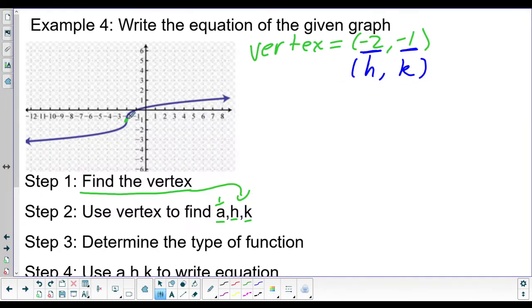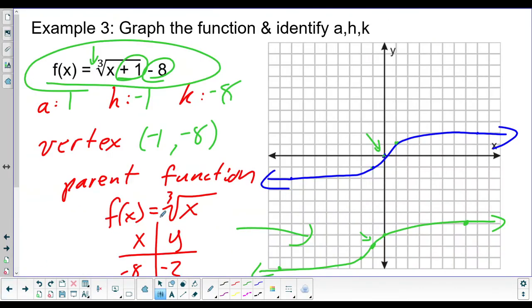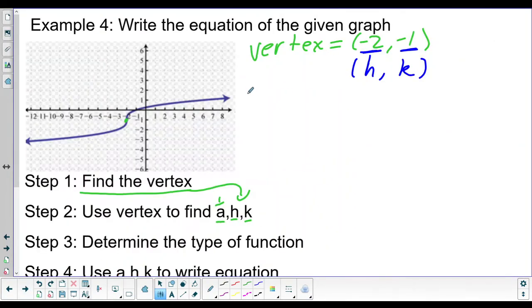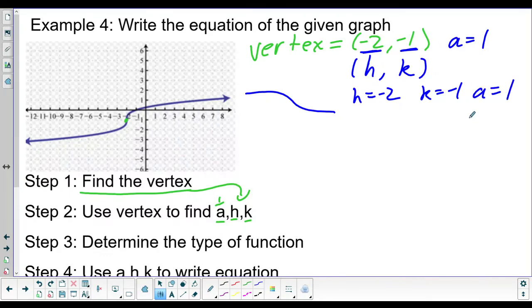We can also see that this is right side up. It looks like our parent function. It's not flipped over. If it were flipped over, it would look more like this, like a backwards S. This looks like a correct S. So we know that a is still going to be +1. So now we have h, k, and a. H equals -2, k equals -1, a equals 1. And we know this is a cube root function because of the shape of the graph.